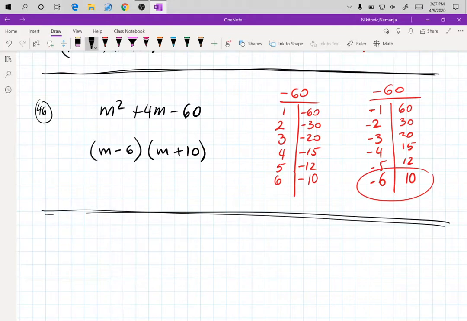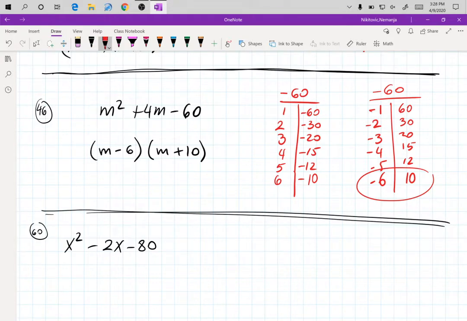And now we can have a negative sign. We can have two negative signs. Let's find the one with two negative signs. They all solve the same way. You just have to play with numbers. Here it says x squared minus 2x minus 80. That's problem 60.